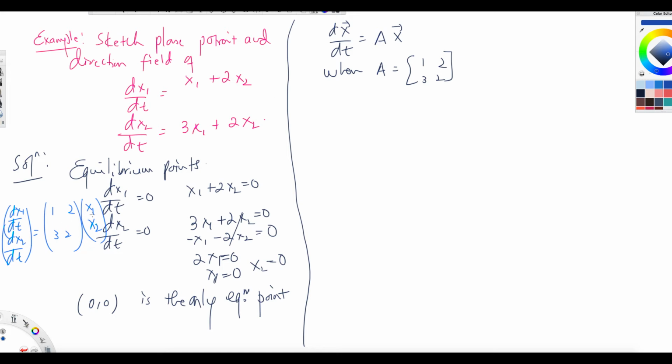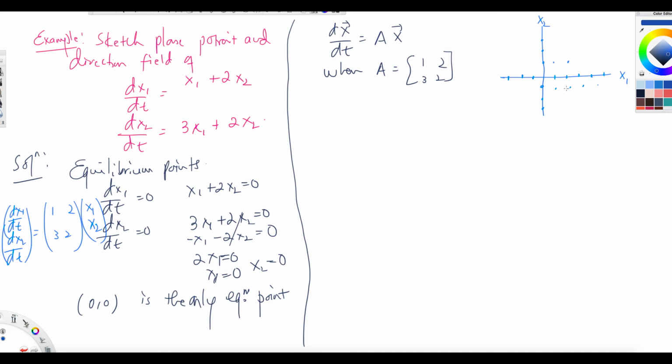Okay, guys. Now, to draw the phase portrait, the phase plane, or the direction field, what I'm going to do is take various points, various x1, x2 points, because this is like x1 and this is like x2, and then pick various points and draw the direction field. But how do I draw the direction field here? It's a very easy thing.